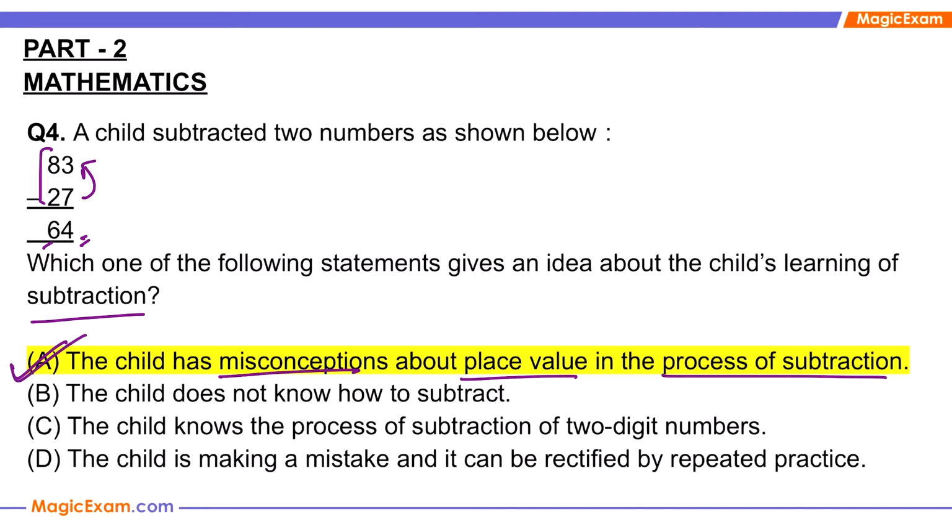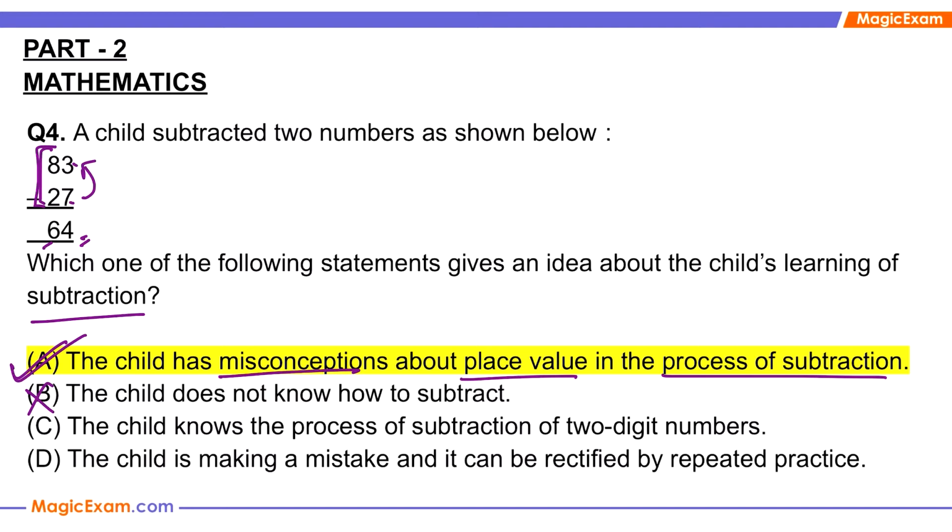Let's also look at the other options and see why they are wrong. Now, option B says the child does not know how to subtract. As we have seen, the child has actually subtracted 8 minus 2 is 6 and 7 minus 3 is 4. Therefore, the child knows how to subtract. So this is an incorrect statement.